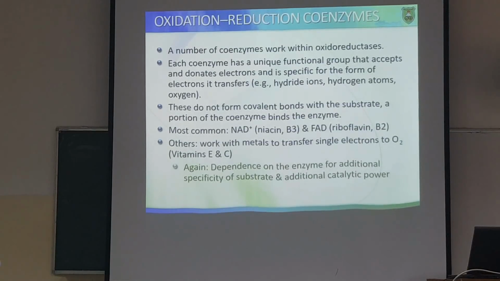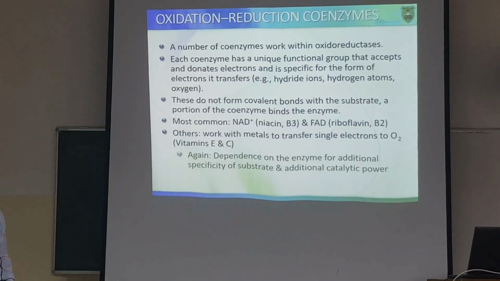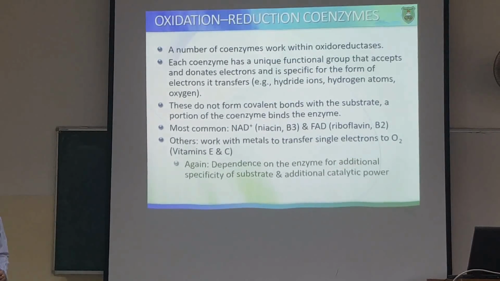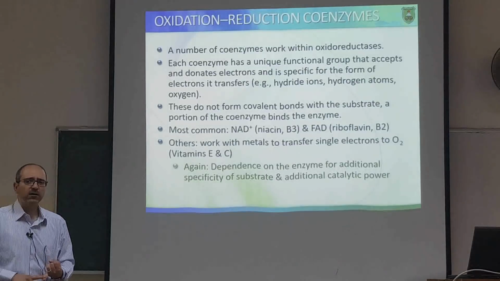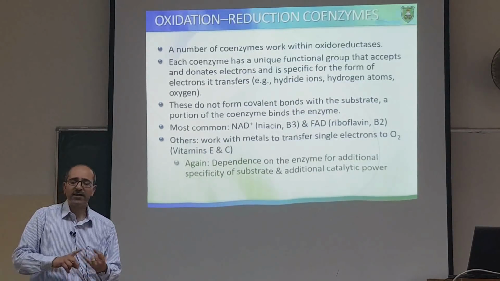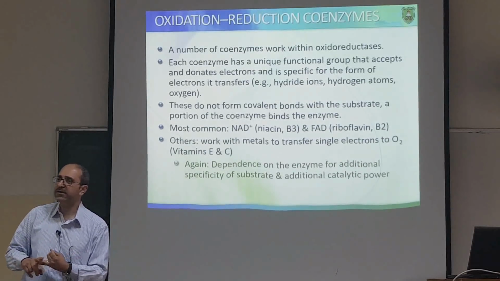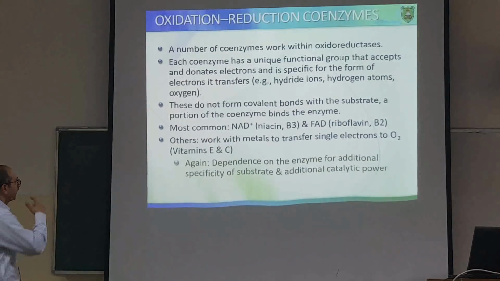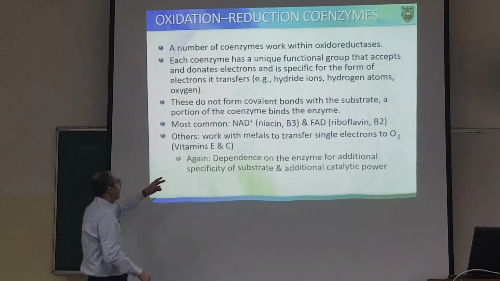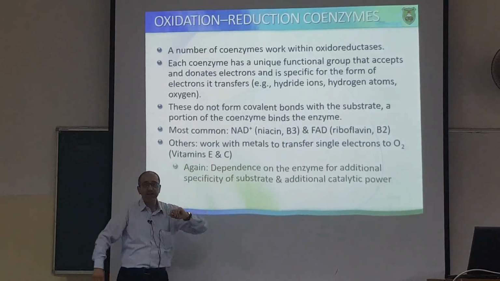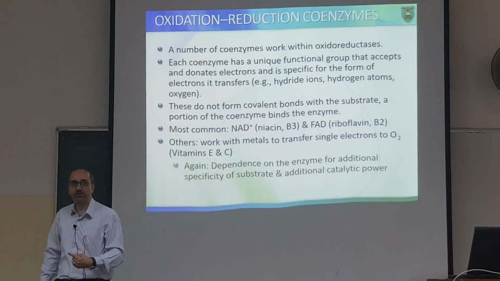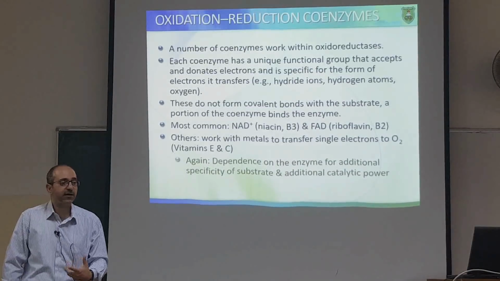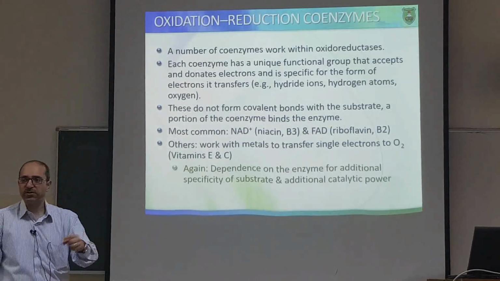So I have two types. Let's take examples. I have NAD and I have FAD. NAD becomes NADH and FAD becomes FADH2. Now I also have vitamins E and C. These are antioxidants, and they are involved in oxidation reduction reactions.